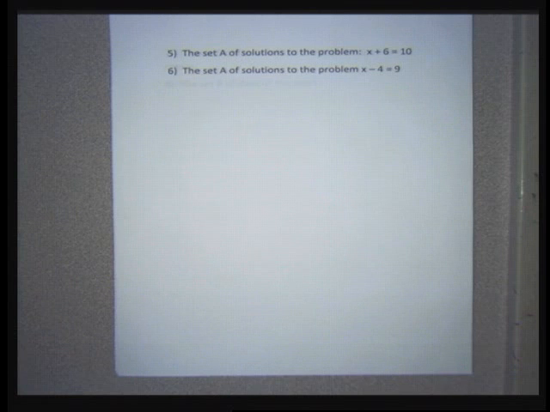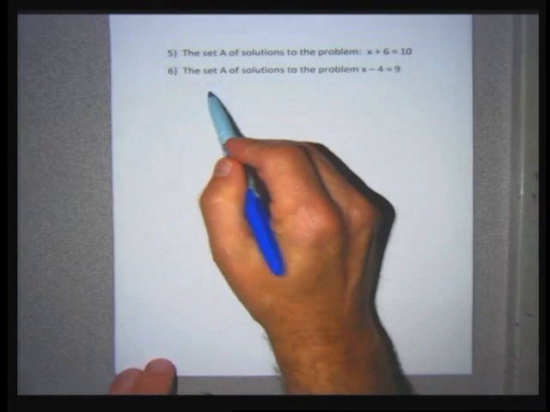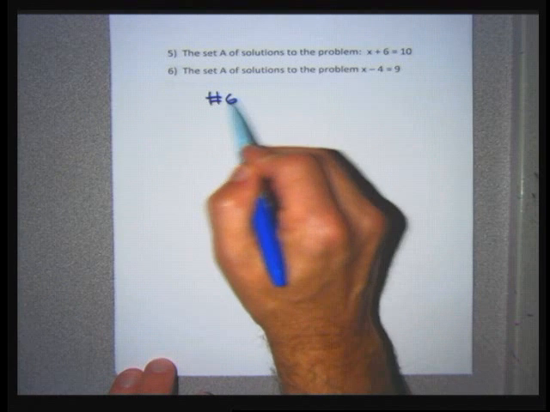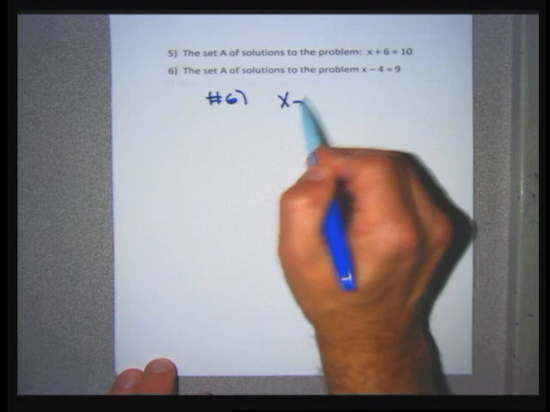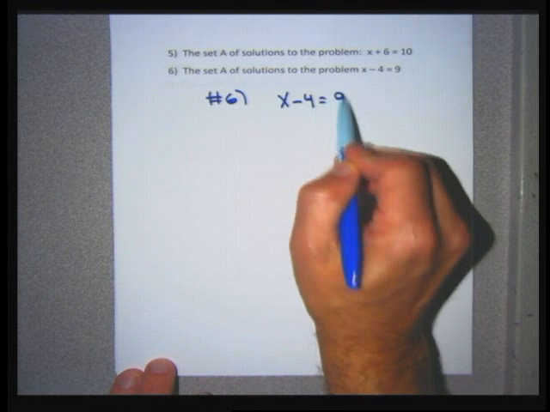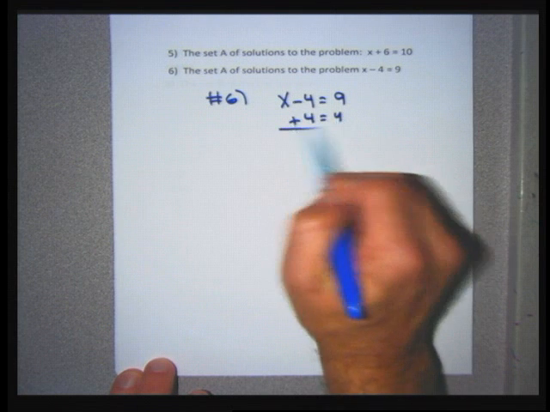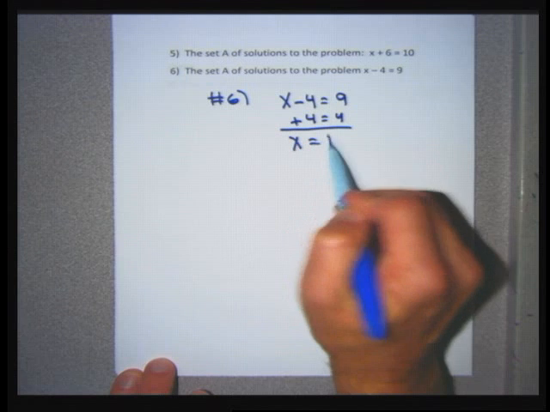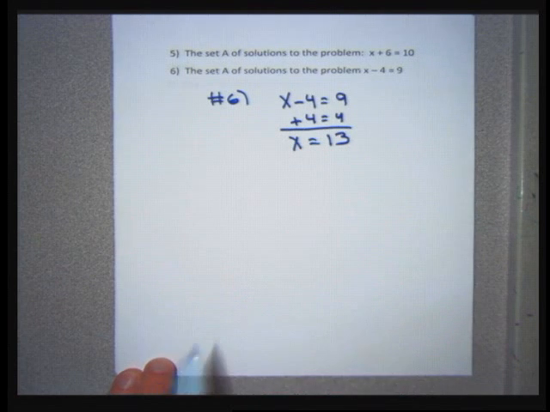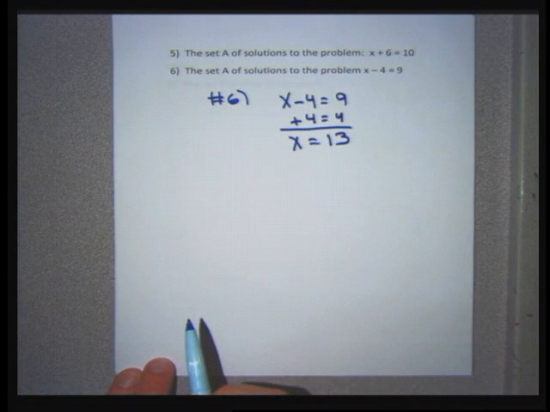Five and 6 basically are the same problem. To get my problem 6 done, I have to solve the problem that's given. The problem that's given in problem 6 is x minus 4 equals 9. And I'm going to solve that by adding 4 to both sides. The answer is x equals 13. So the solution to this problem is 13.